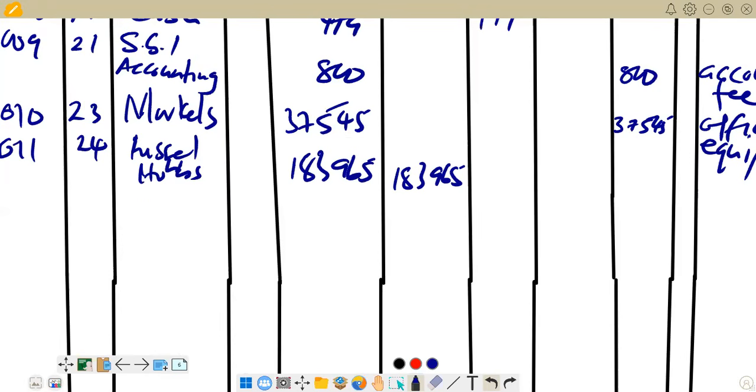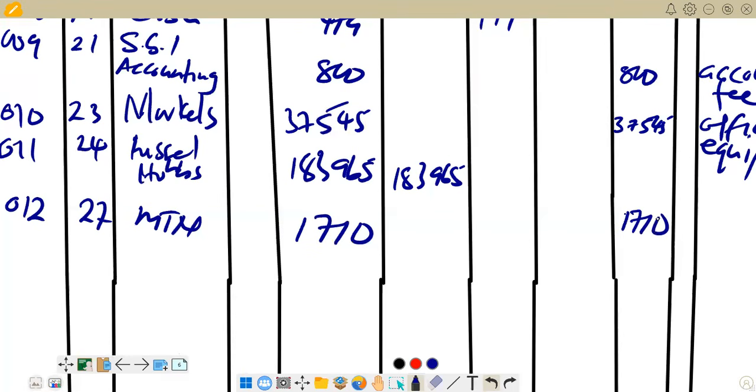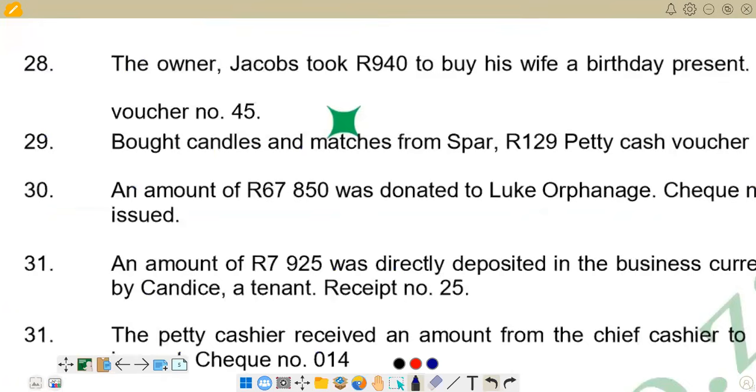So we are here. What we are saying is on documents, we have 012, and then we have date 27, and then we have cash. The payee is MTN. The amount is 1,710, and then obviously this goes under sundry. Then the description in terms of this one, let's just go and verify.